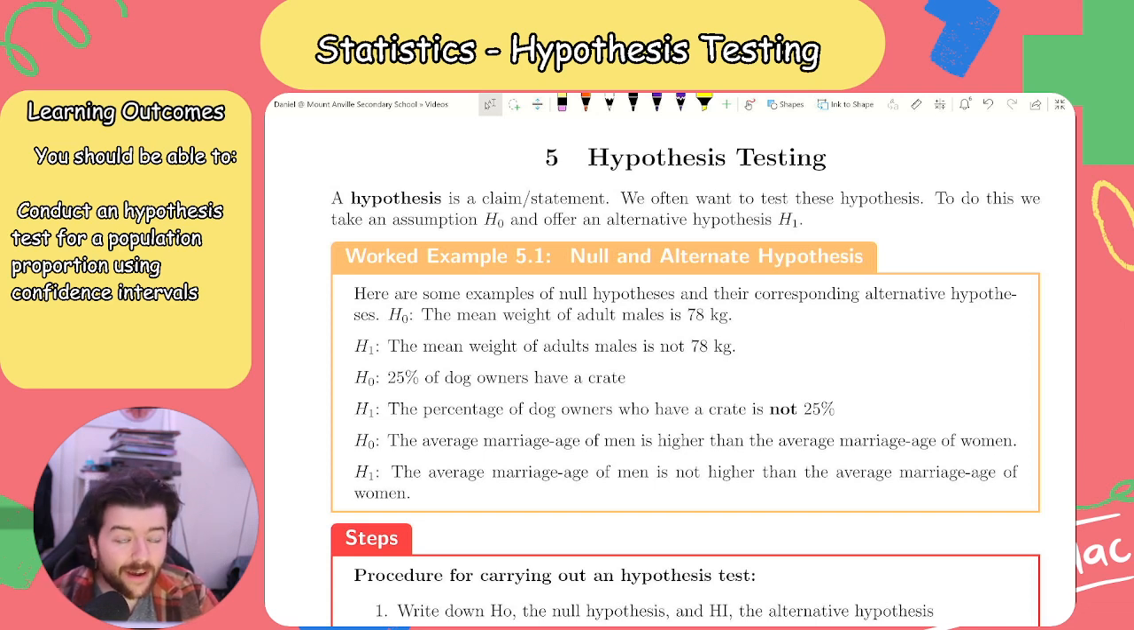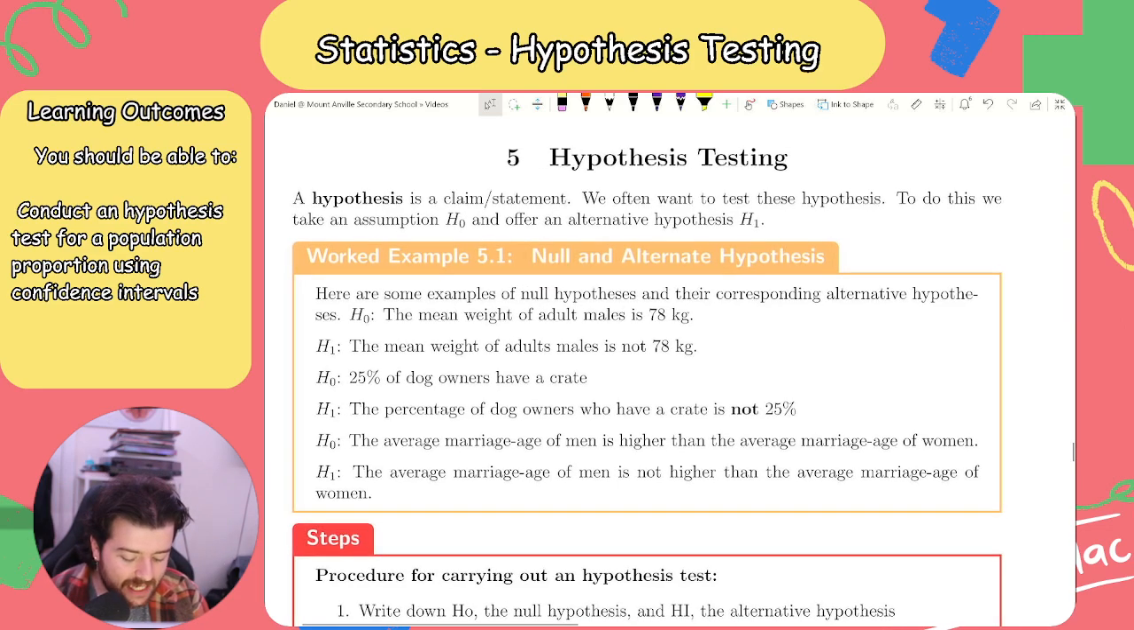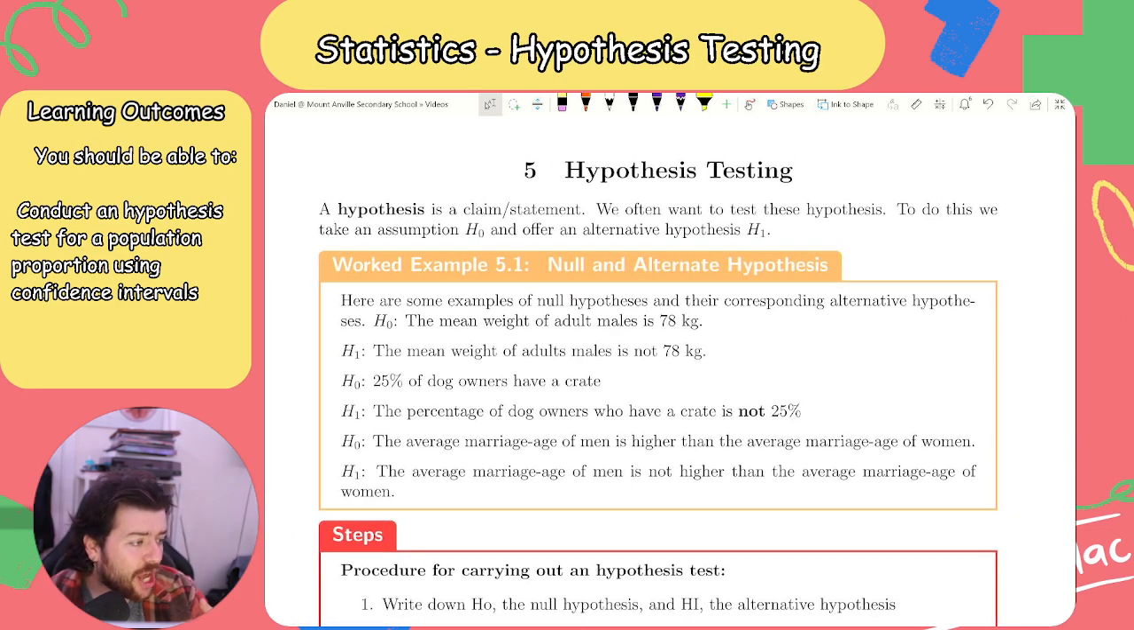Hello everyone. In this video we are looking at hypothesis testing. So, what is hypothesis testing? A hypothesis is a claim or statement, right? For example, a hypothesis would be 50% of girls in secondary school wore makeup this year. That is my statement. That's my hypothesis.